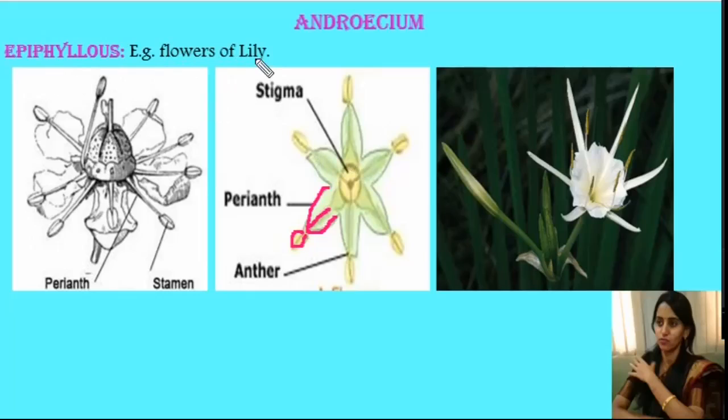Example, lily flower. This is the lily flower. This is the tepal. And here you can observe these are the stamens. The filaments of the stamens are attached to tepals. Here you are able to differentiate epiphyllous and epipetalous stamens. What are epipetalous stamens? When the stamens are attached to petals, they are known as epipetalous stamens. When the stamens are attached to the perianth, that is known as epiphyllous stamens.